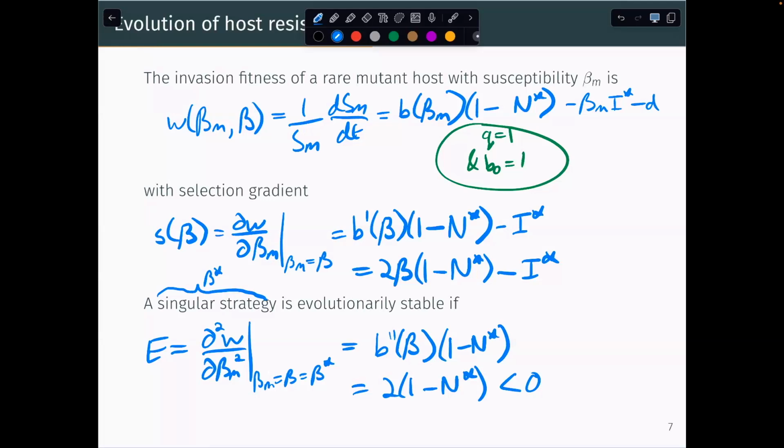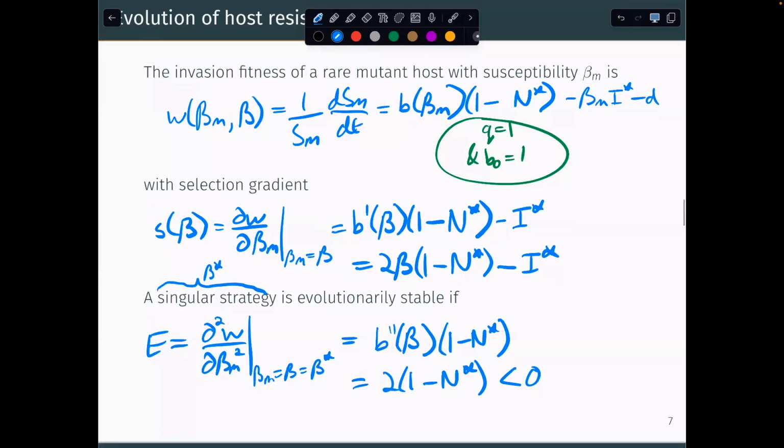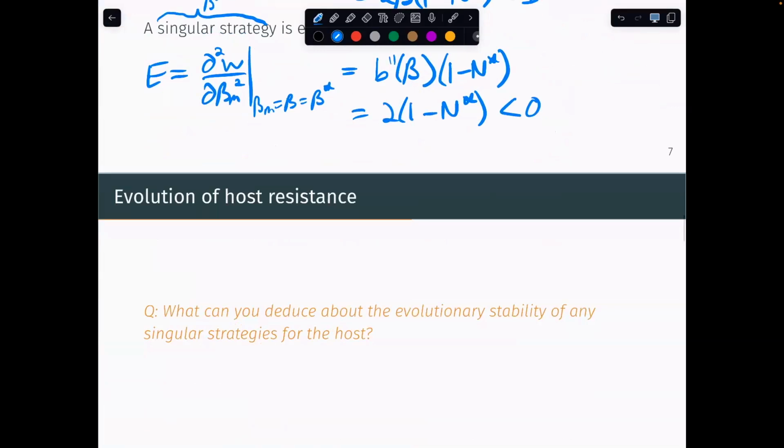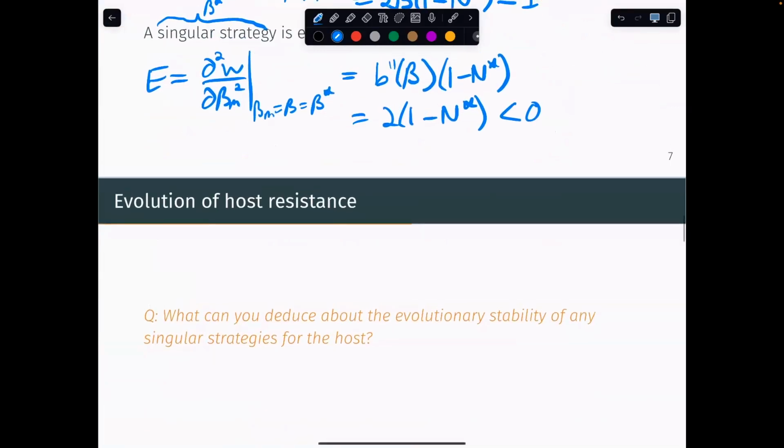So the question then is, we haven't actually found our singular strategy, but can we determine anything about its potential evolutionary stability, assuming we were to find it realistically, probably numerically. You can do this algebraically, but finding the equilibrium and substituting it in becomes a little bit messy. So we're just going to do a limited analysis here. Can we deduce anything about the sign of this, even though we don't know what our singular strategy is? Sorry, there should also be a beta star up there.